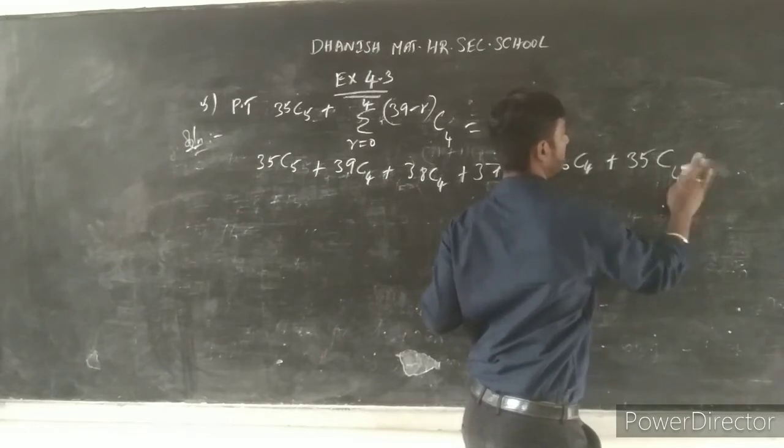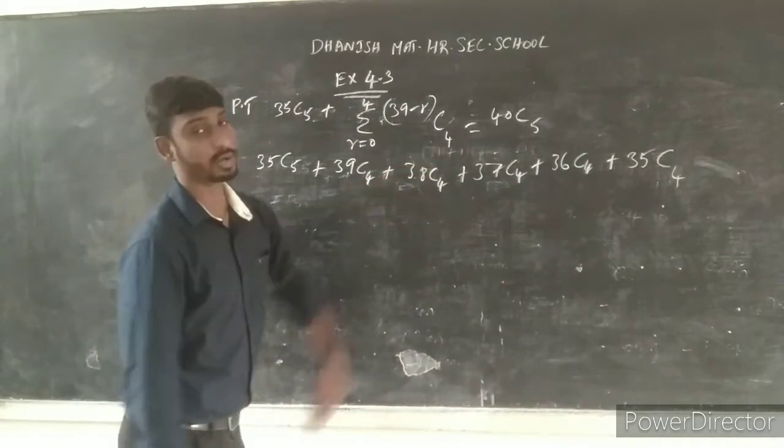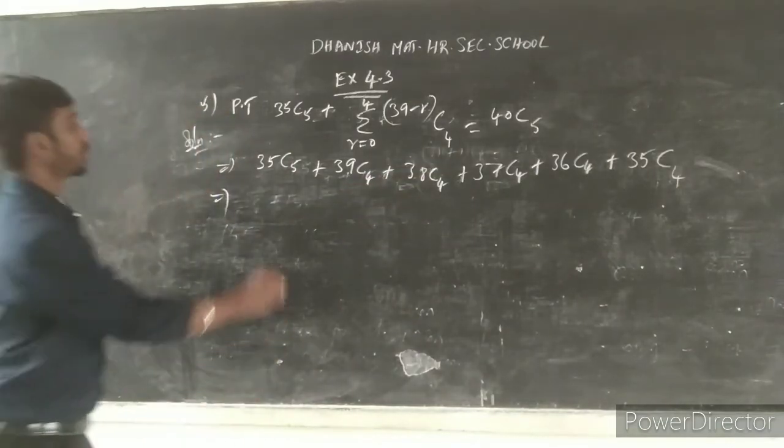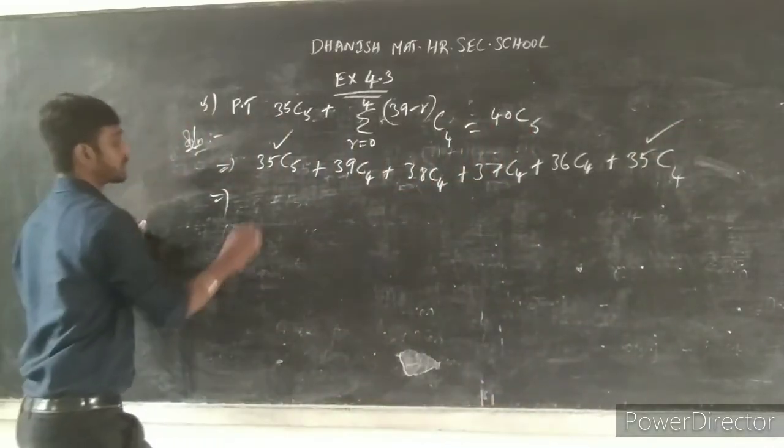So this equals the RHS value, that is 40C5. Now combine this one. We have 35C5 and 35C4. Now combine this one.